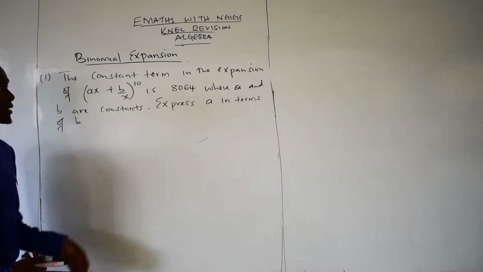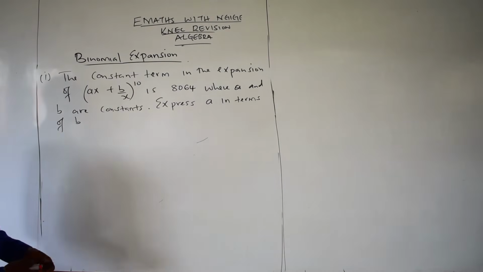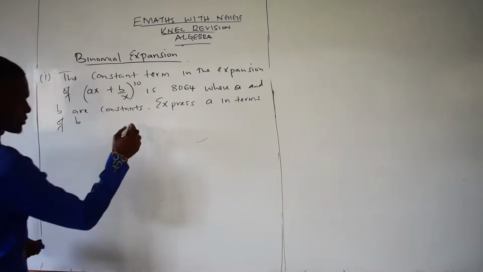So now let us take an example here. The constant term in the expansion of (ax + b/x) raised to power 10 is 64, where a and b are constants, express a in terms of b. So, solution.